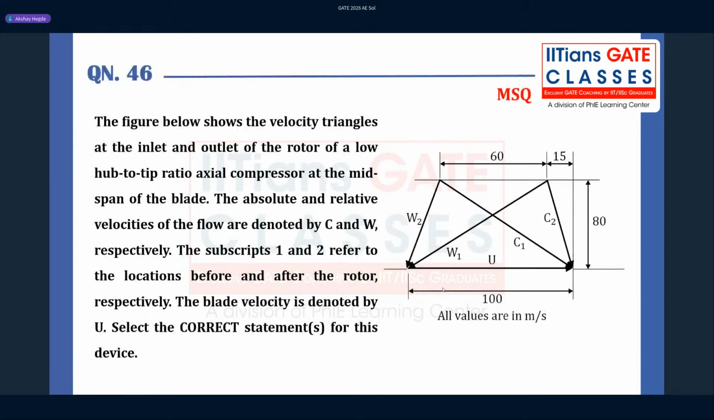So then we have a question from turbomachines again. What do we have? The figure below shows the velocity triangles at the inlet and outlet of the rotor of a low hub-to-tip ratio axial compressor at the midspan of the blade. The absolute and relative velocities of the flow are denoted by C and W respectively. The subscripts 1 and 2 refer to the locations before and after the rotor respectively. The blade velocity is denoted by U. Select the correct statements for this device.